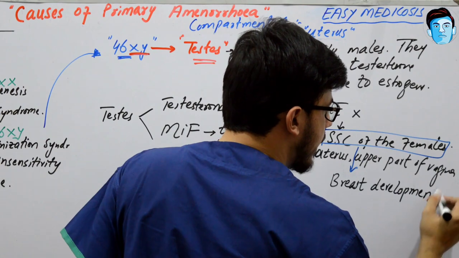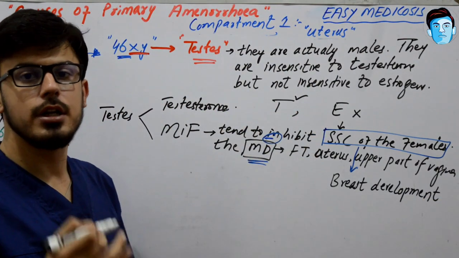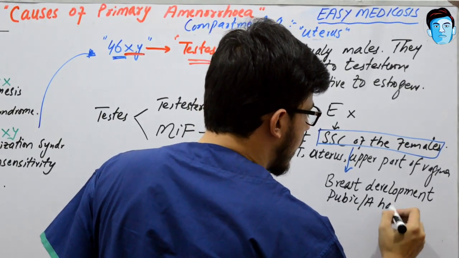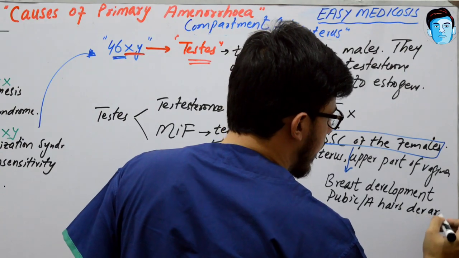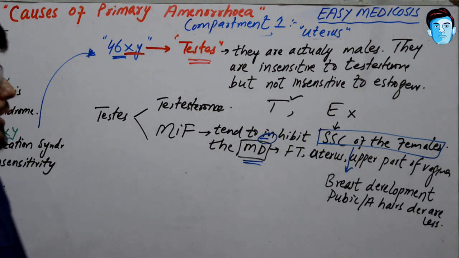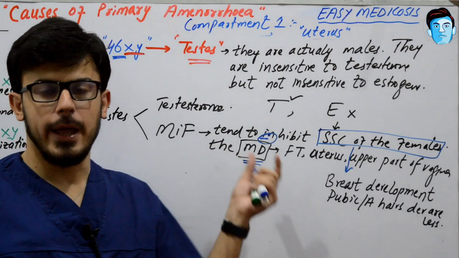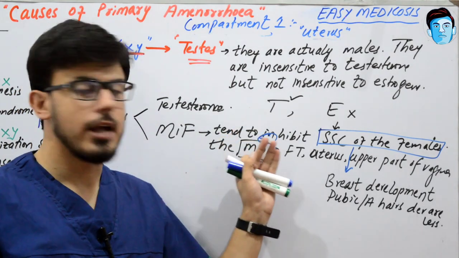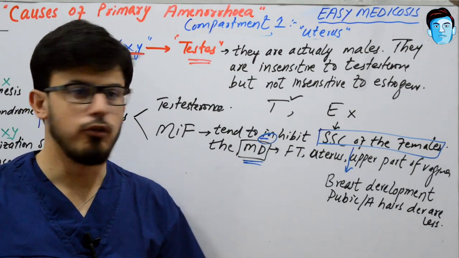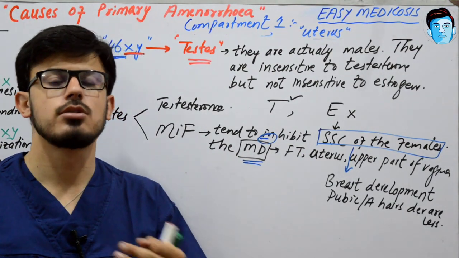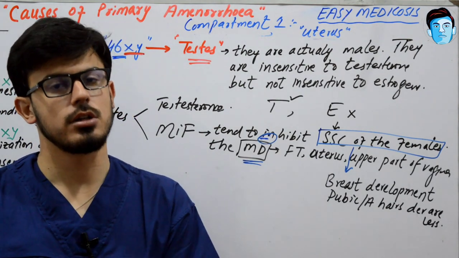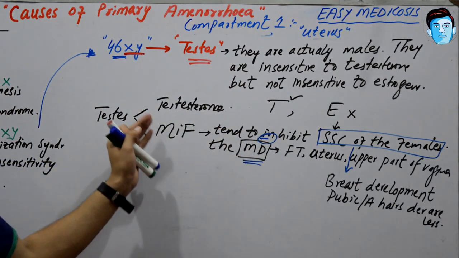And this breast development resembles Tanner stage 4. And the pubic and axillary hair development is less in this condition, resembling Tanner stage 1 or 2. So it is important: the main features of these patients, similar to females, are that the first one is breast development resembling Tanner stage 4, while the pubic and axillary hair development is much less, resembling Tanner stage 1 and stage 2.